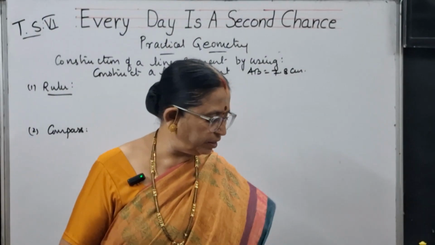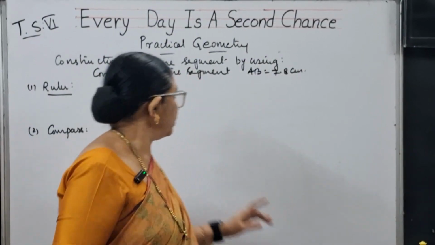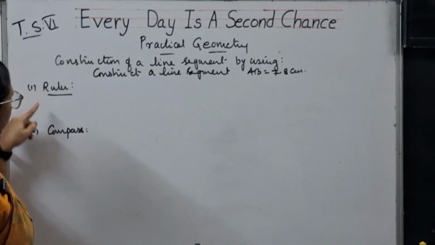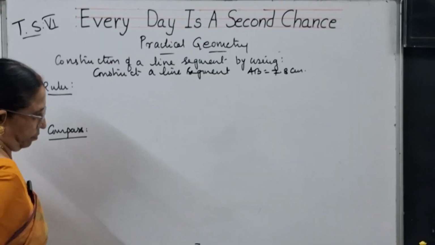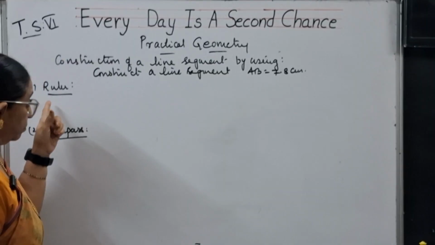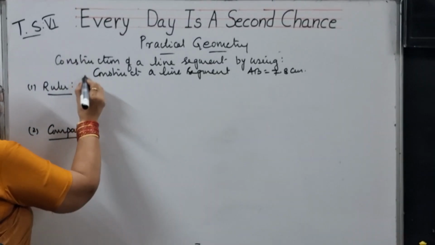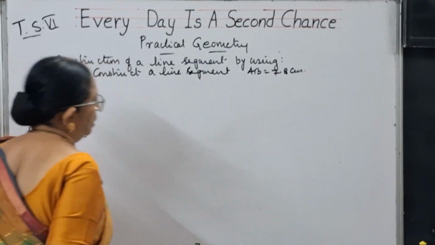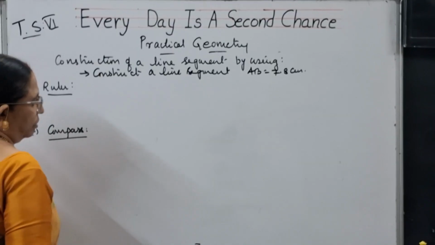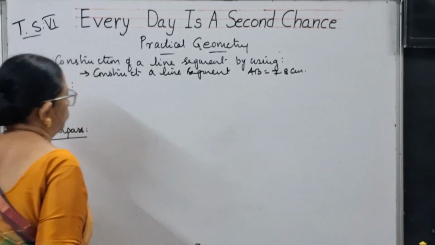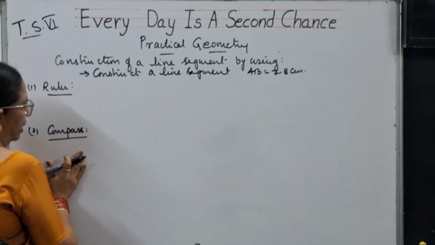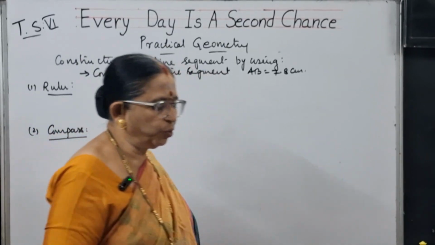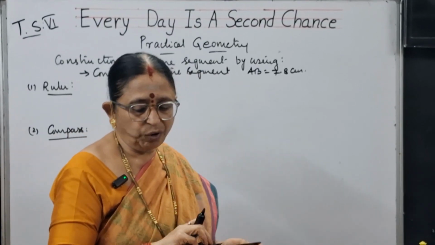Now the next part here, children. Construction of a line segment by using a ruler or compass. So if it is by using a ruler, what is the problem here, children? The problem is: construct a line segment AB of 7.8 centimeters. So a 7.8 centimeter line segment should be drawn by using the ruler as well as by using a compass. So let us see by using the ruler. By using the ruler means the scale. What you have to do?